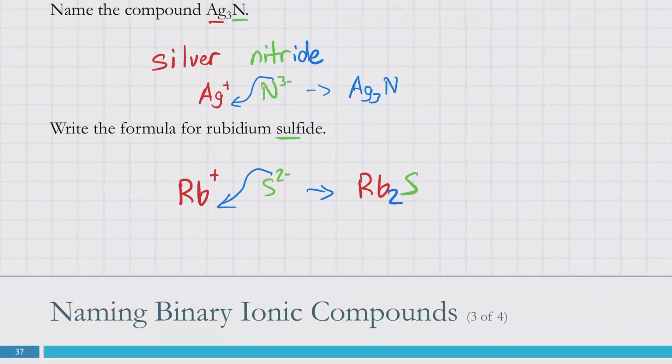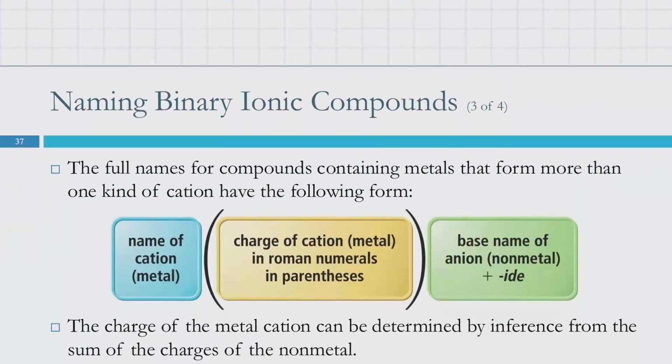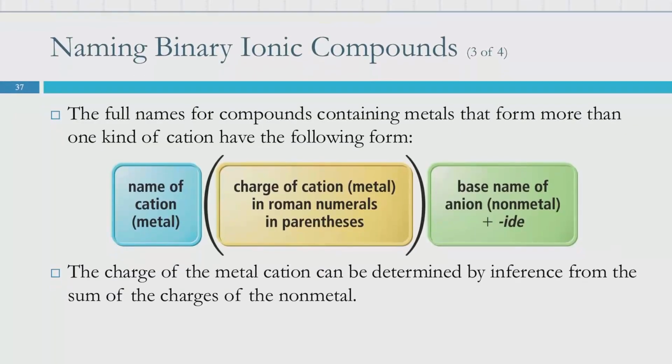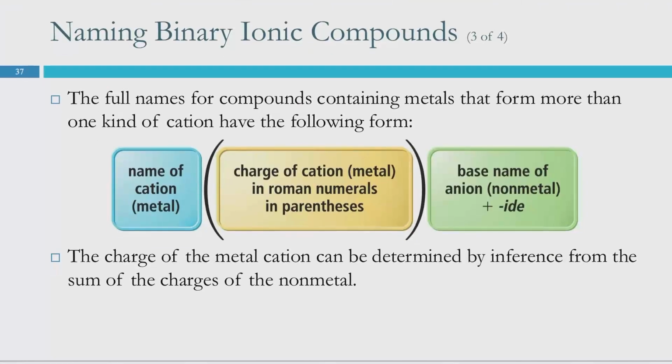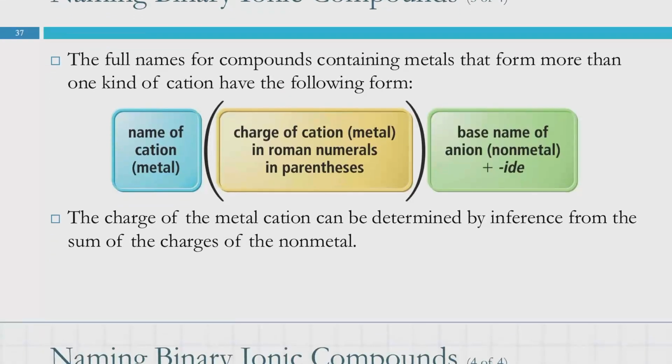When we're using binary compounds that have multiple charge options, we can either use the -ous or -ic ending name, chromous, chromic, ferrous, ferric, or we can use the Stock notation where we have the charge in parentheses. This is the newer notation, Stock notation.